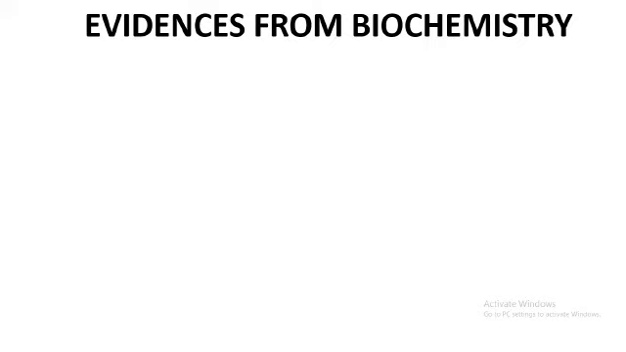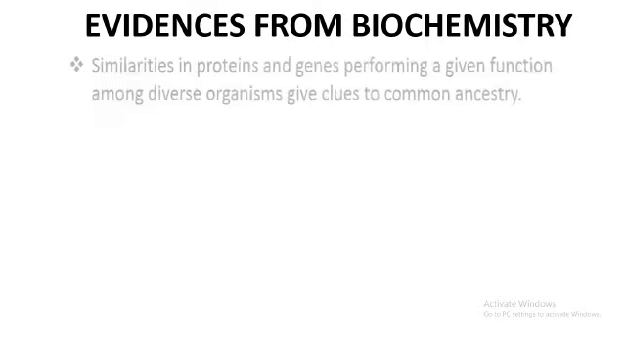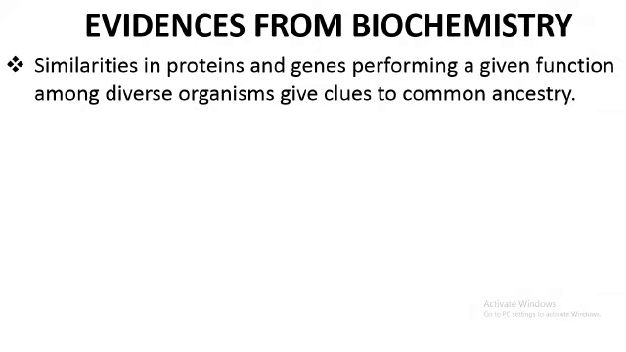Now we will move on to evidences from biochemistry. How does biochemistry support evolution? Similarities in proteins and genes for forming a given function among diverse organisms give clues to common ancestry. Maybe in molecular biology you have studied about proteins and genes. You see that gene structure is the same even in single-celled organisms, multicellular organisms with organ grade of organization, and organisms with organ system grade of organization. Even protein structure is almost one and the same.